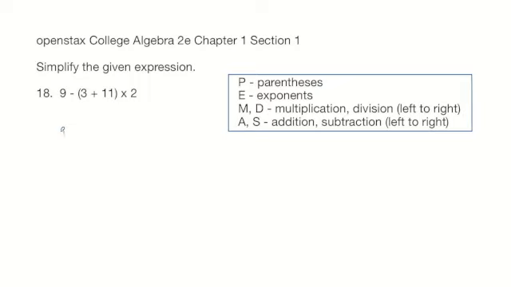So we have 9 minus, and then 3 plus 11 is 14. Then we multiply by 2. Okay, so now we have a subtraction and a multiplication. So we do the multiplication. That gives us 9 minus 28. All right, and so we perform that subtraction and we get minus 19. And that is our final answer.